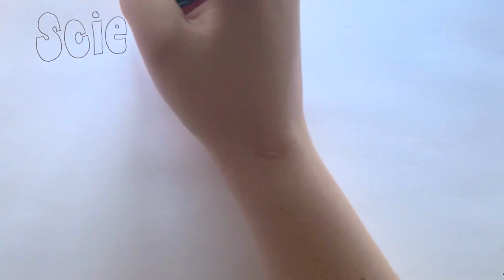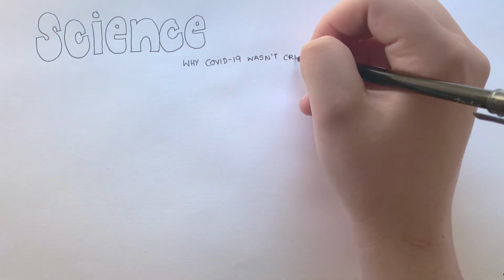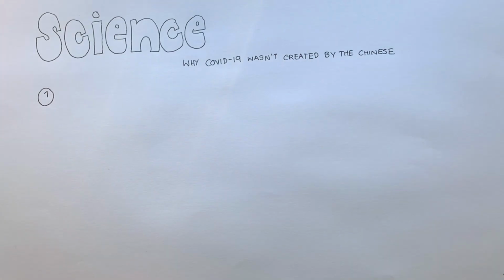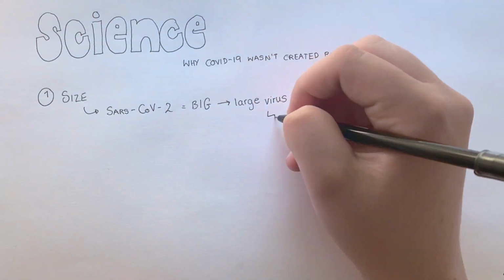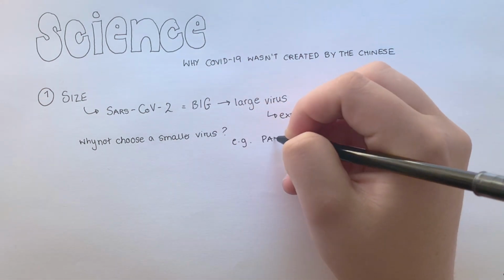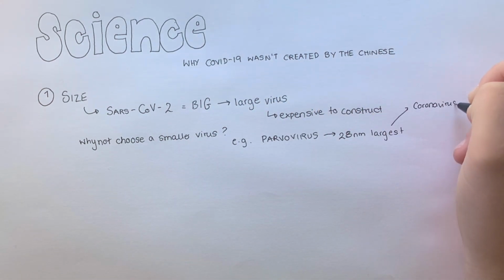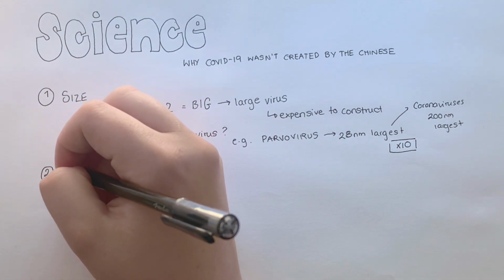So let's look at the science to try and explain why COVID-19 or SARS-CoV-2 wasn't created by the Chinese. So first, this virus is quite large. To make a large virus, it's going to be quite expensive. So why not choose a smaller virus? That, to me, seemed like the first logical reason as to why this wasn't created by a government.